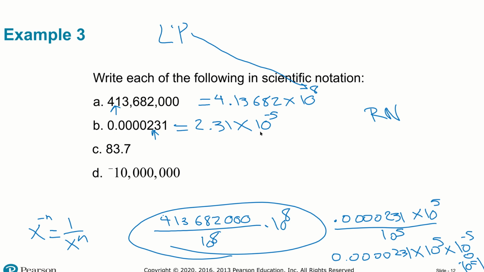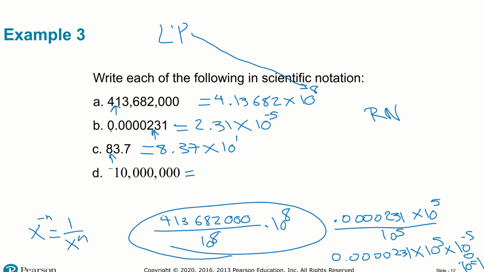What about the next one? Well, for the next one, we move from left to right and stop after the first non-zero digit, which is 8. So we get 8.37 times 10 to the, okay, which way did we move the original decimal? We moved it to the left, right? That means we're going to need a positive 1. How many places? 1, right? So we just need a positive 1.